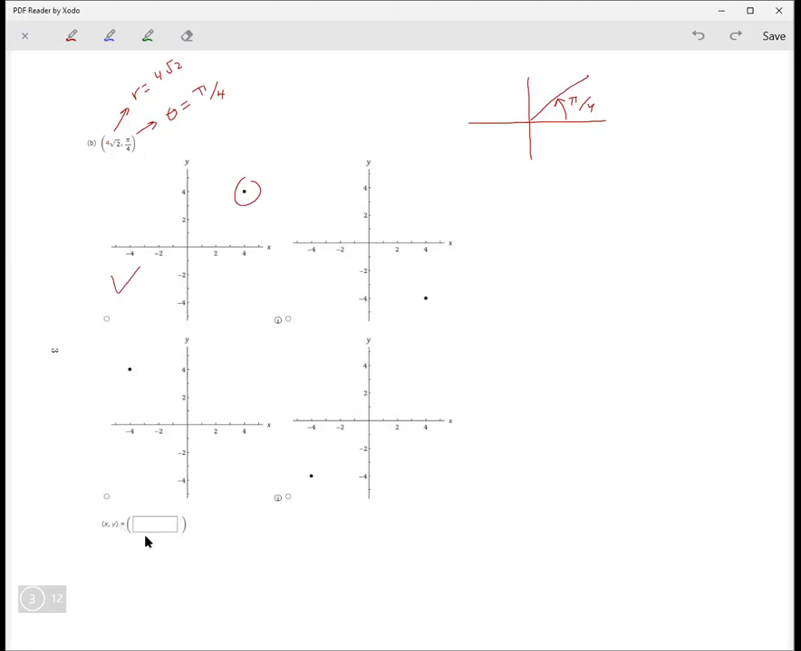Now, to get the actual x and y values, you can use the formulas. So x is 4√2 times cosine of pi over 4. Cosine of pi over 4 is 1 over √2. So that's just going to be 4. So x is 4.